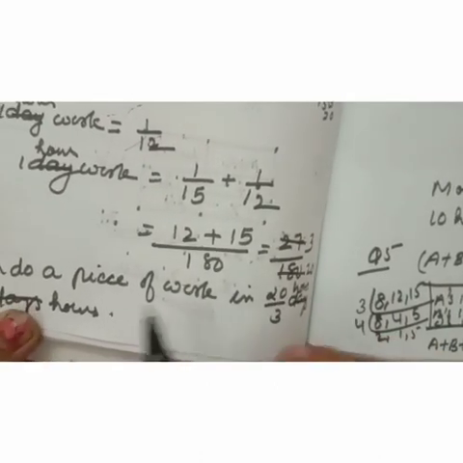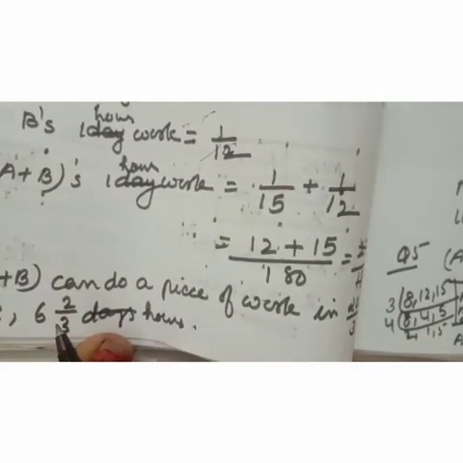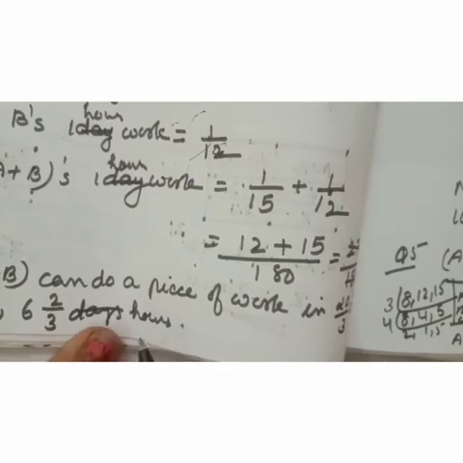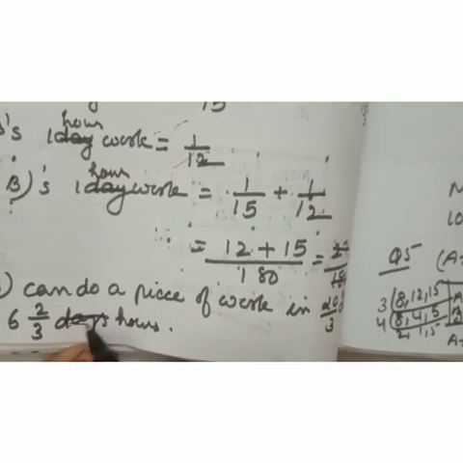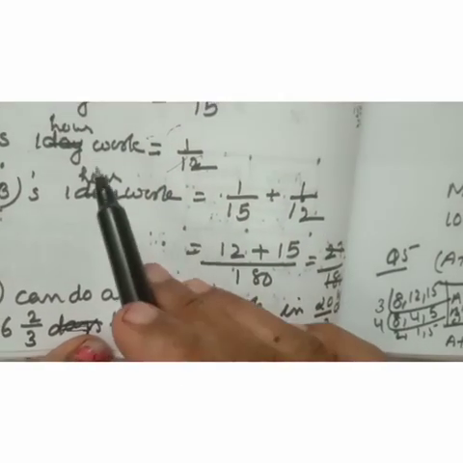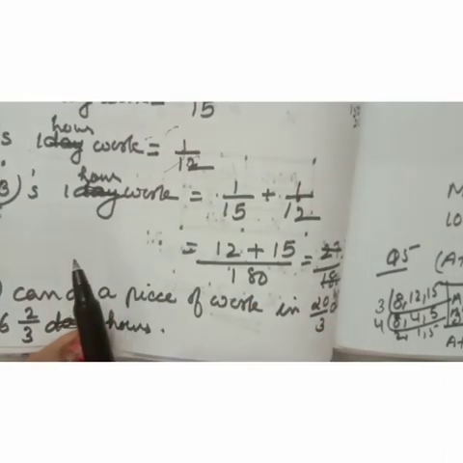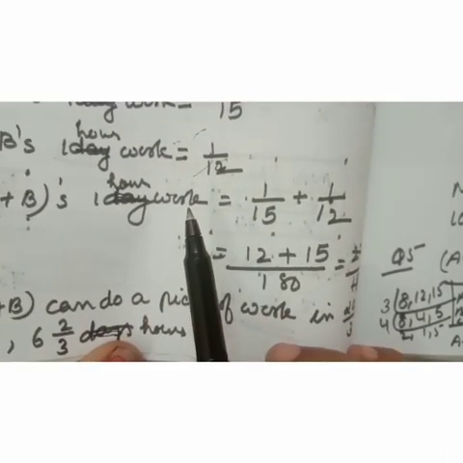20 by 3. Make it a mixed fraction. 6 and 2 by 3 hours. Wrongly I wrote days, children. You have to write hours. Okay, not days. I hope everyone understood.